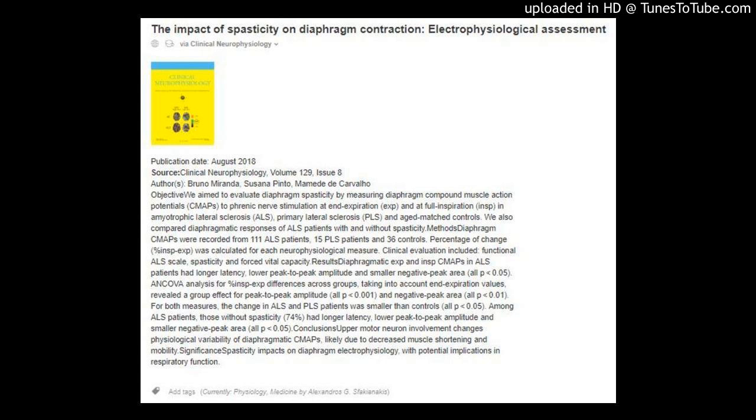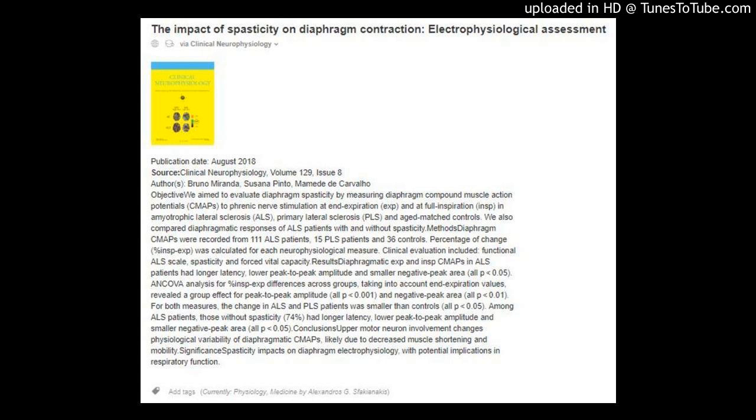Results: Diaphragmatic exp and insp CMAPs in ALS patients had longer latency, lower peak-to-peak amplitude and smaller negative peak area, all p<0.05. ANCOVA analysis for %insp-exp differences across groups, taking into account end-expiration values, revealed the group effect for peak-to-peak amplitude, all p<0.001, and negative peak area, all p<0.01. For both measures, the change in ALS and PLS patients was smaller than controls, all p<0.05.